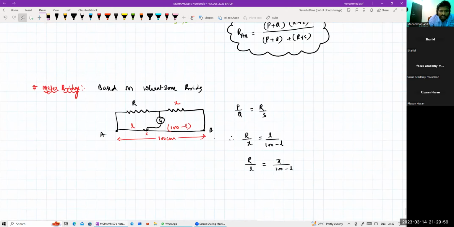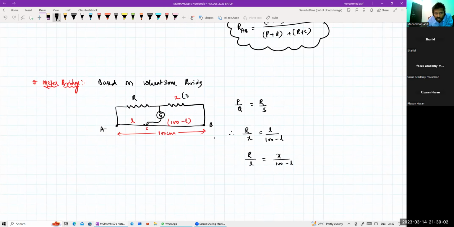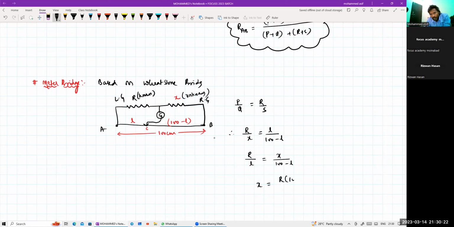So the unknown resistance, this X, is your unknown resistance. This one is the known resistance. So the known resistance is connected in the left gap, and the unknown resistance is connected in the right gap. This is very important. So how will you find the unknown resistance? X is equal to R into 100 minus L divided by L.